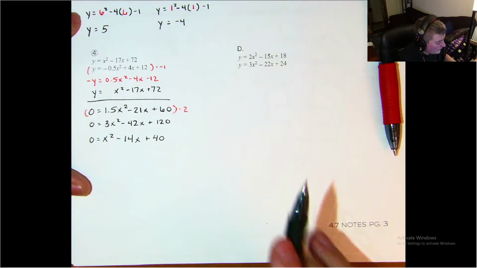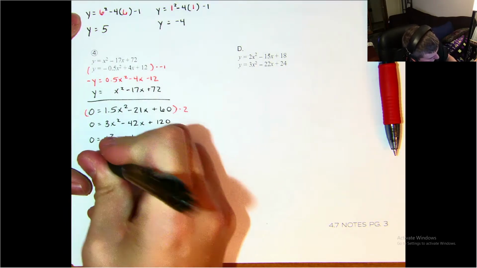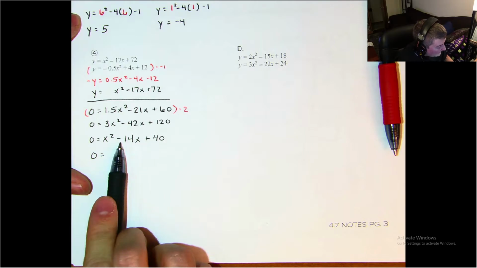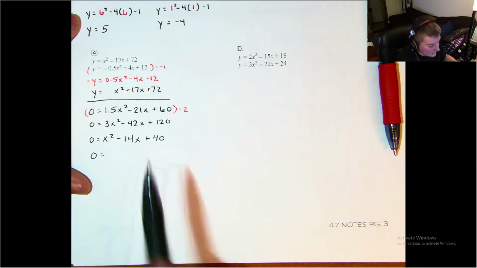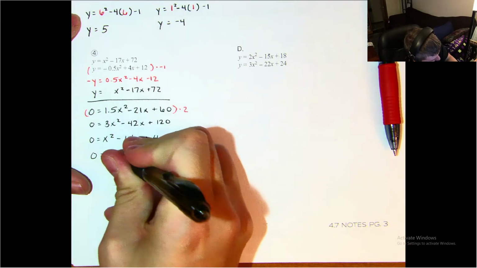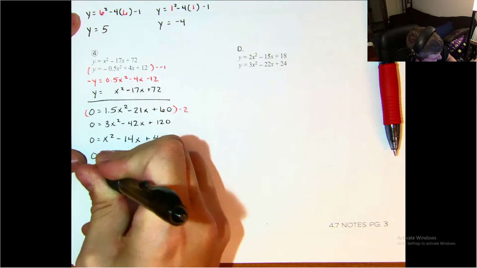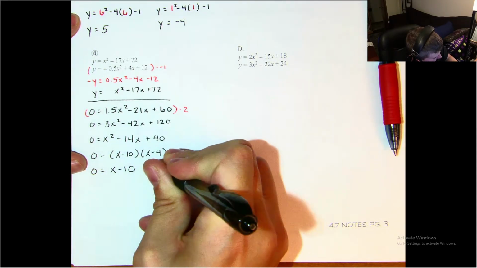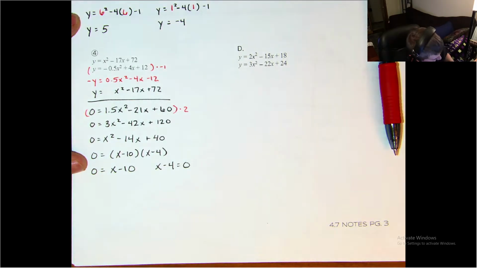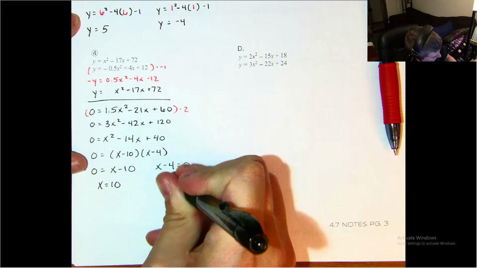No worries. So then here we can factor. We're looking for numbers that add to negative 14, but multiply to 40. That's going to be negative 10 and negative 4. And so then that means 0 is equal to x minus 10, and x minus 4 is equal to 0. So that means x is equal to 10, and x is also equal to 4.